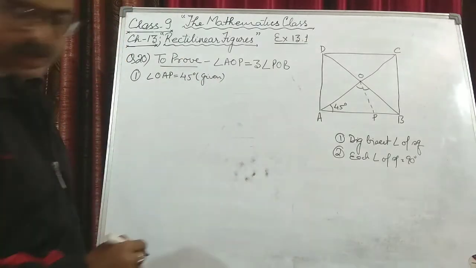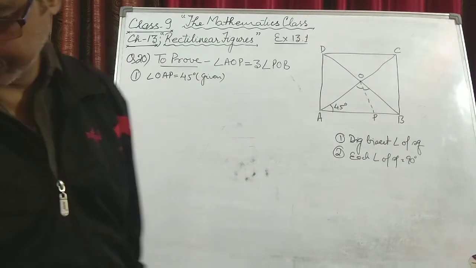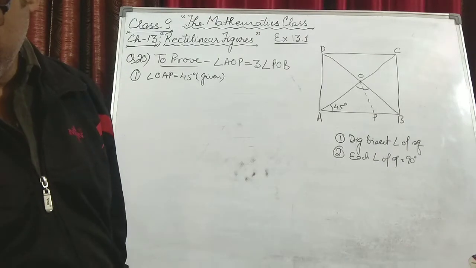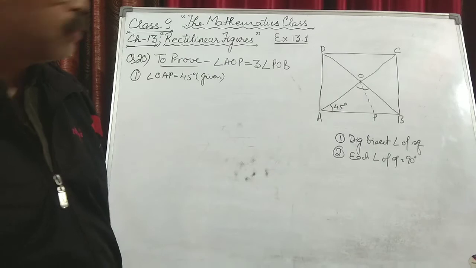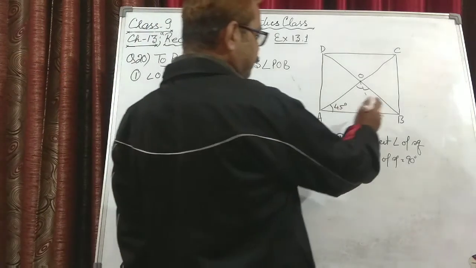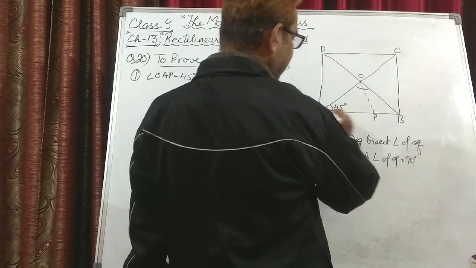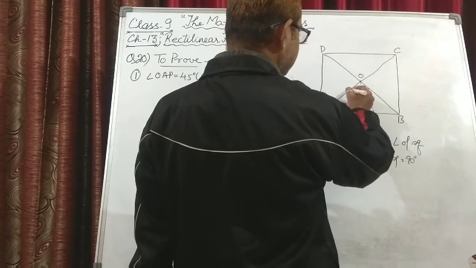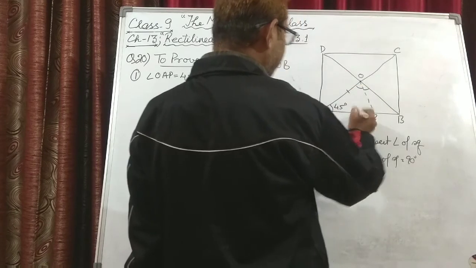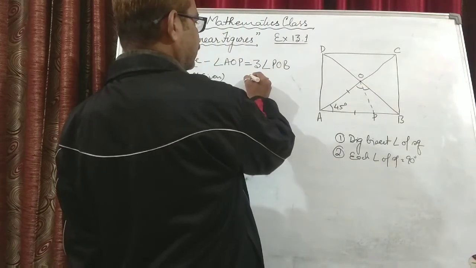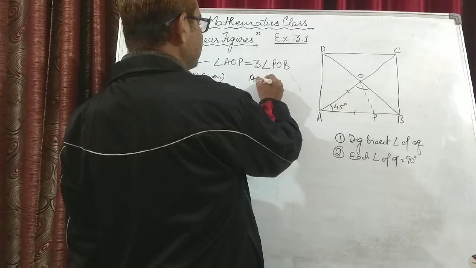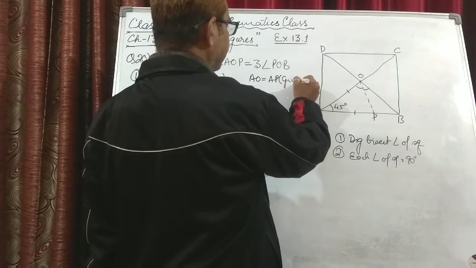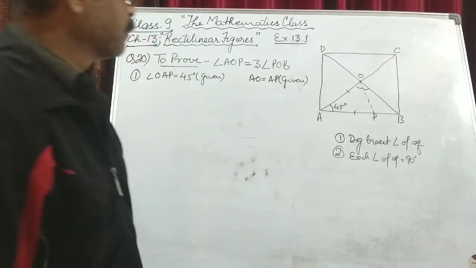Now I missed one thing. It is given that a point P is on AB such that AO is equal to AP. Means this part and this part are equal. So what is given? AO is equal to AP is given, and this is of very much use. That is why it is given.